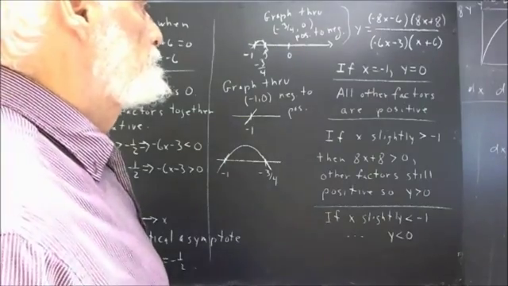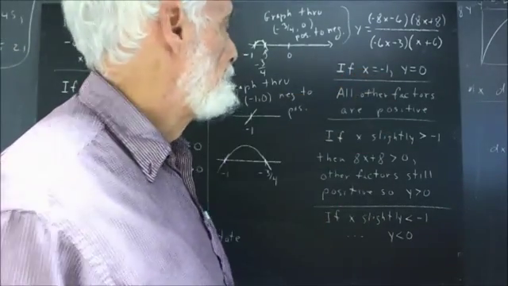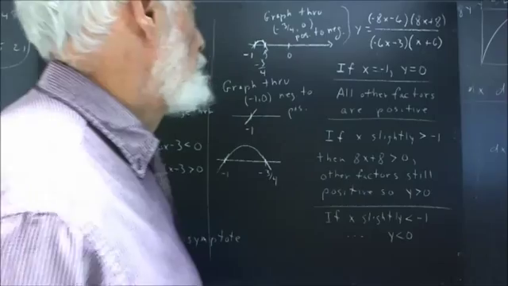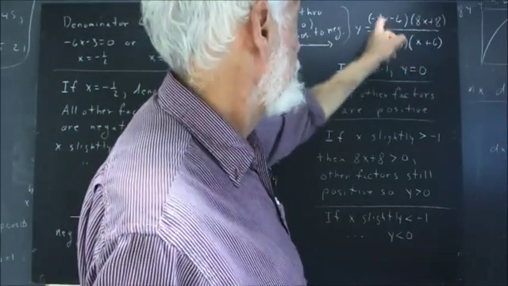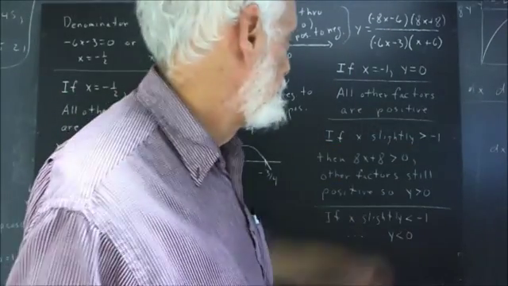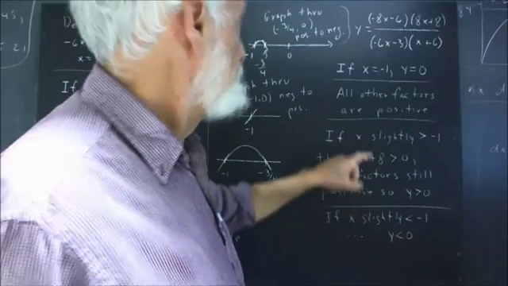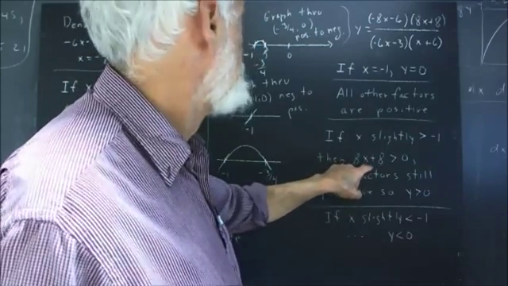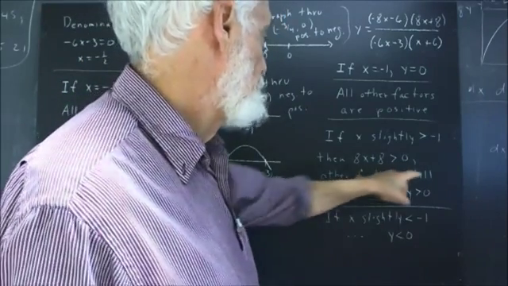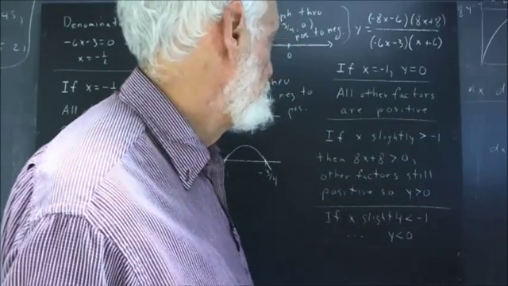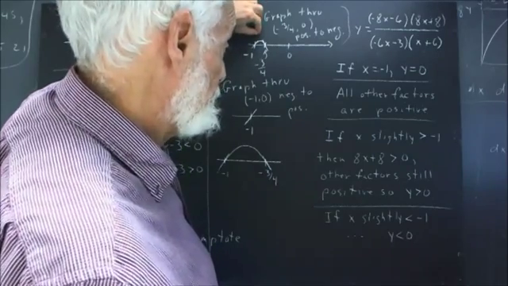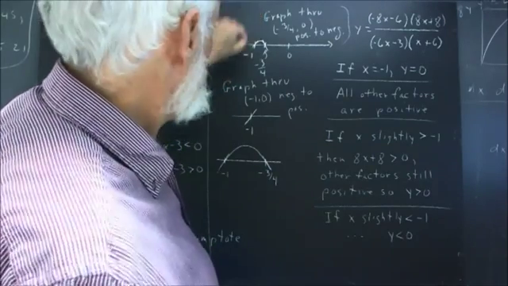If we consider x equals negative 1, we know that y is going to be 0. All the other factors are going to be positive. If we put negative 1 into any of these other factors, we're going to get positive numbers. So if x is slightly greater than negative 1, the factor 8x plus 8, which is the one that's 0 when x is negative 1, is going to be greater than 0. And the other factors are still going to be positive, so y is going to be greater than 0. So on this side of negative 1, the y is going to be positive.